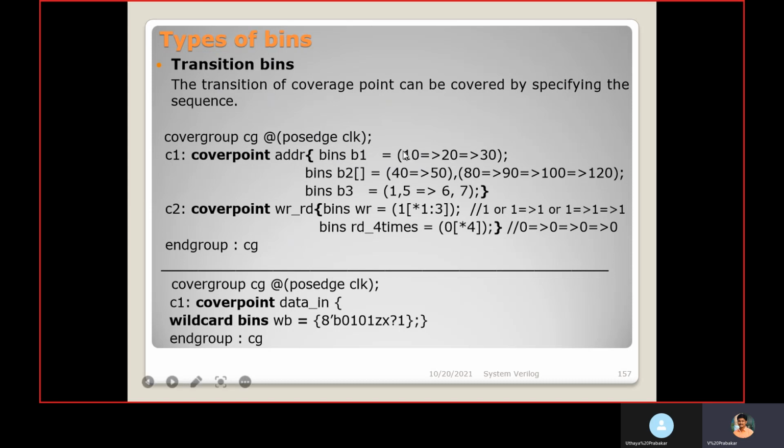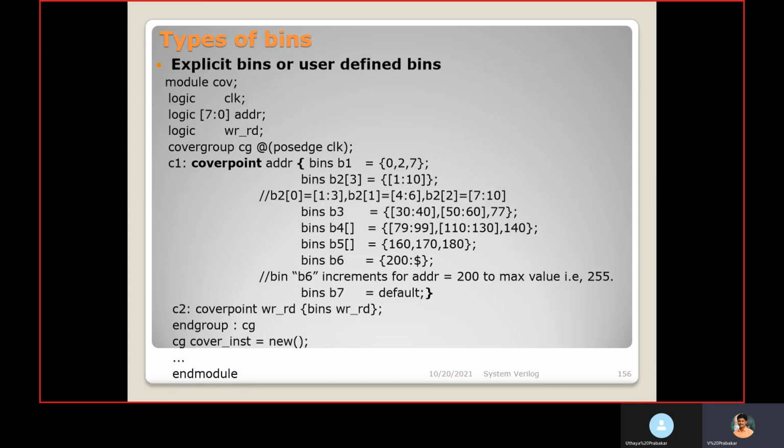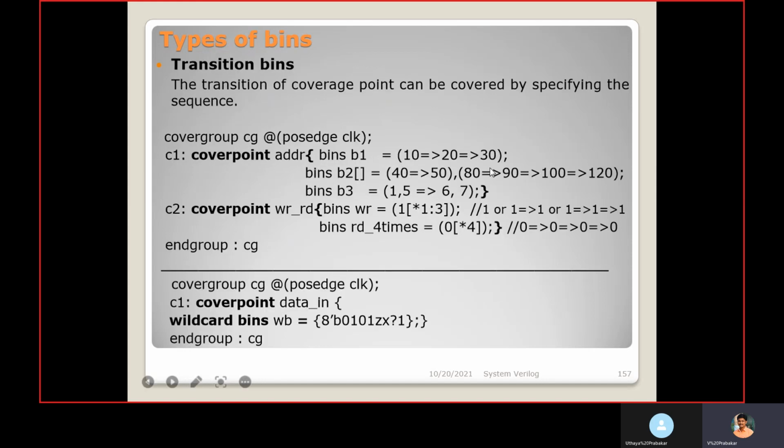So to mention the transition bin sequence, you should use this bracket. For values, you should use this curly bracket. Inside the transition, you should use this equal to greater than symbol. This represents movement from one state or value to another state or value. This sequence you should mention like this for each corresponding bit.